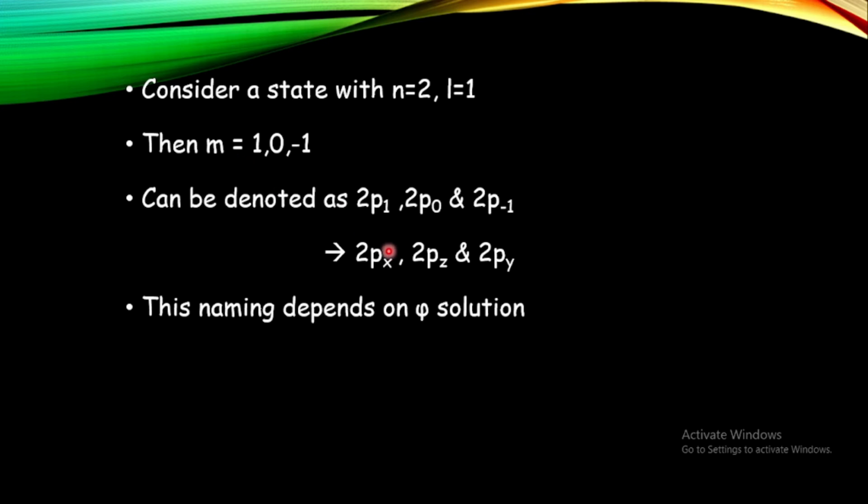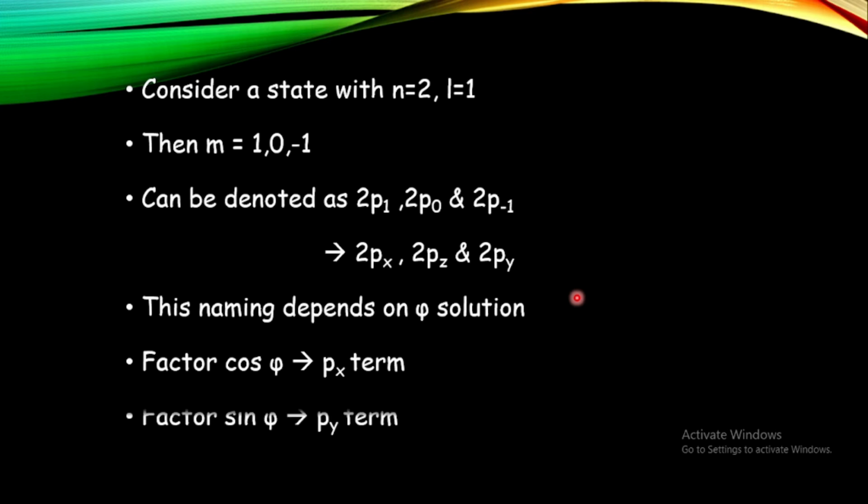So when we are representing these x, y and z terms, which depend on the magnetic quantum number, we need to consider the solution of the phi equation. When you consider the linear combinations of the solutions, you get two types of factor. One factor has the cos phi value, and another has the sine phi value. The factor with the cos phi value is represented as the px term, and in this case the px term corresponds to the p1 term.